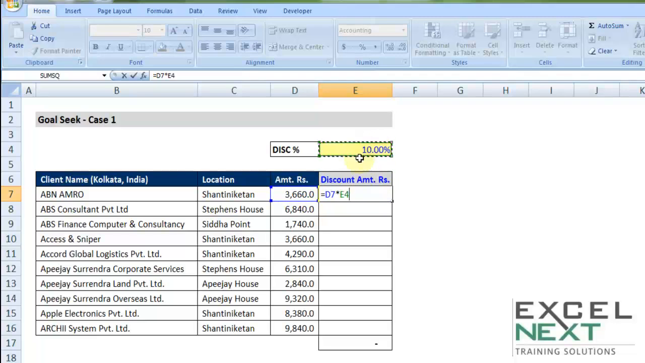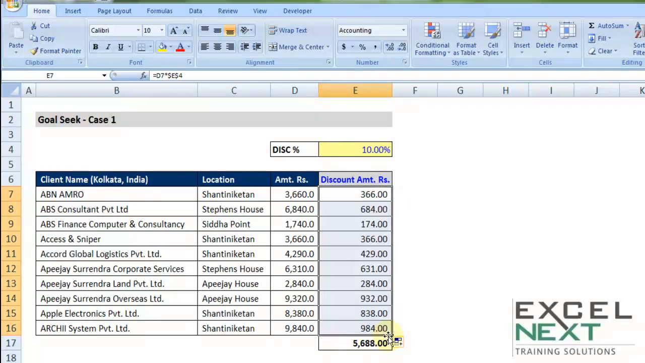Based on the learning from the previous video sessions, I must put in the function key F4. Why? Because I do not want this to move down. That's right. Let me press enter. As I copy paste it down to the last value, the total adds up to 5688. Now that's the premise of the case study and the question to follow.